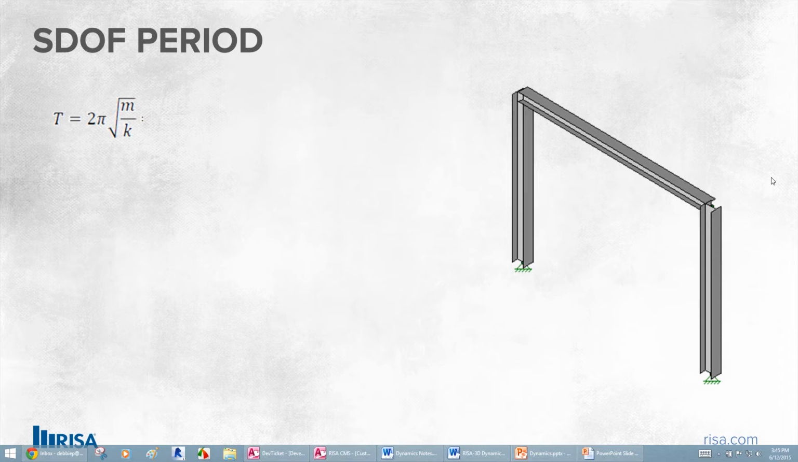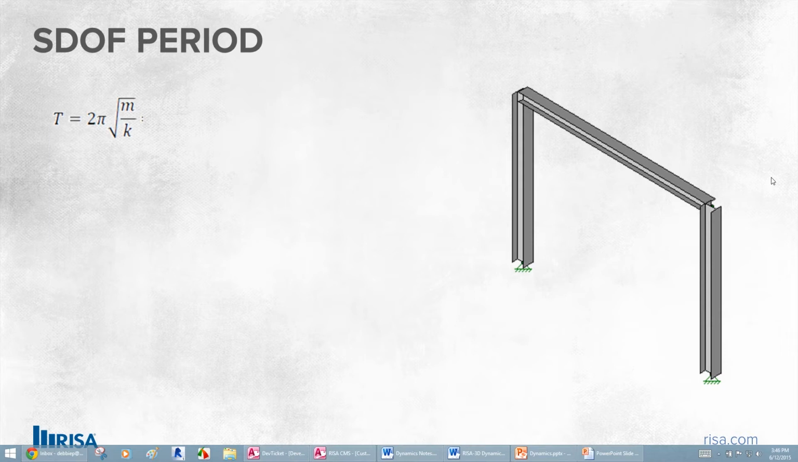Let's take a quick look at this simple model to understand the period of the structure. We're going to be looking at just a single degree of freedom, SDOF, so we abbreviate that in this structure just to understand the entire process. We're going to go into a more complex structure, but it's easy to look at this starting out. So we see here on our screen the equation for a period.